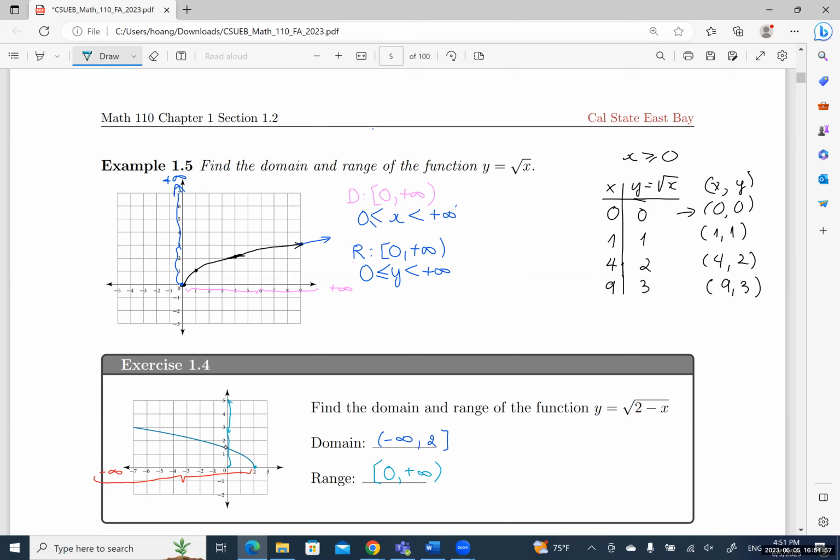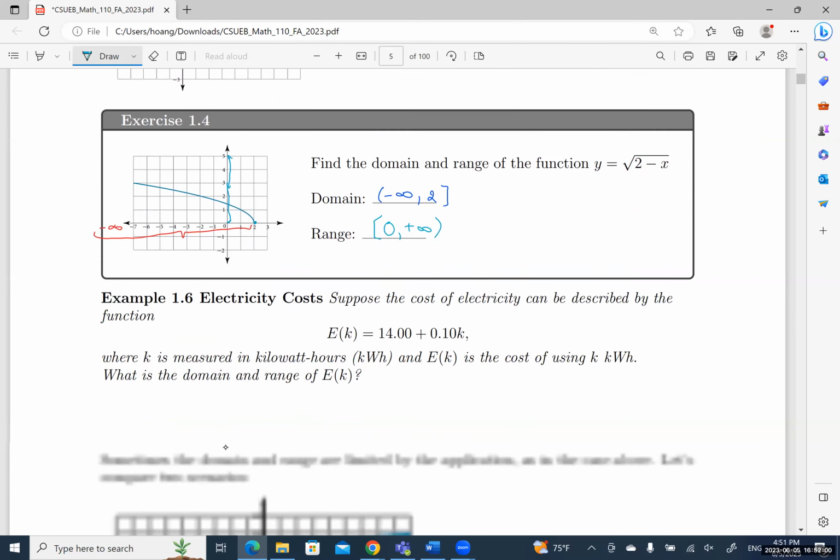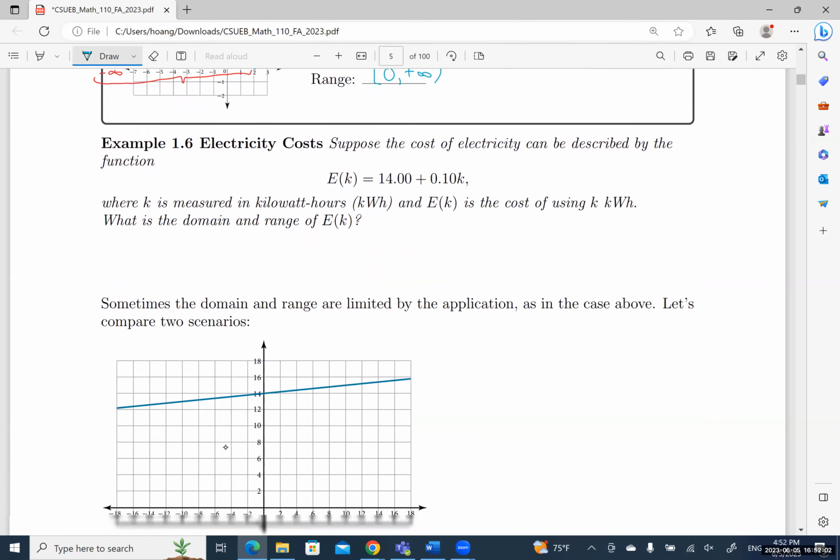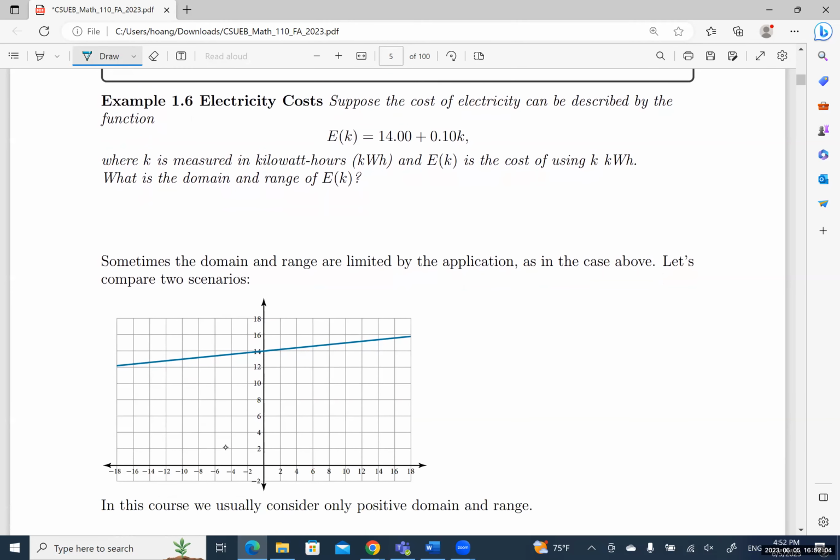Okay, so we're gonna go ahead and move to the next problem. Now, let's make it more related to your major. Most of you are business people. You talk about cost. We talk about business things, right? So let's think about electricity cost. So let's use example 16 here.